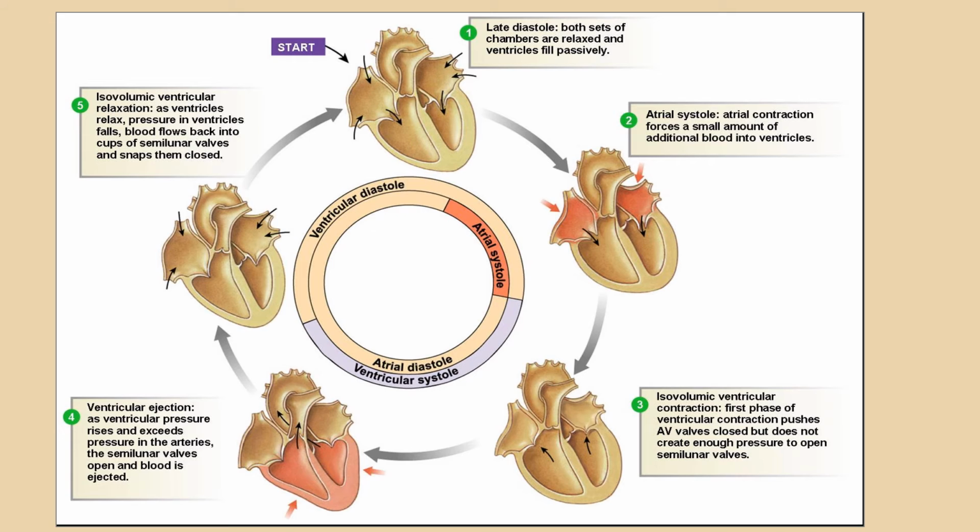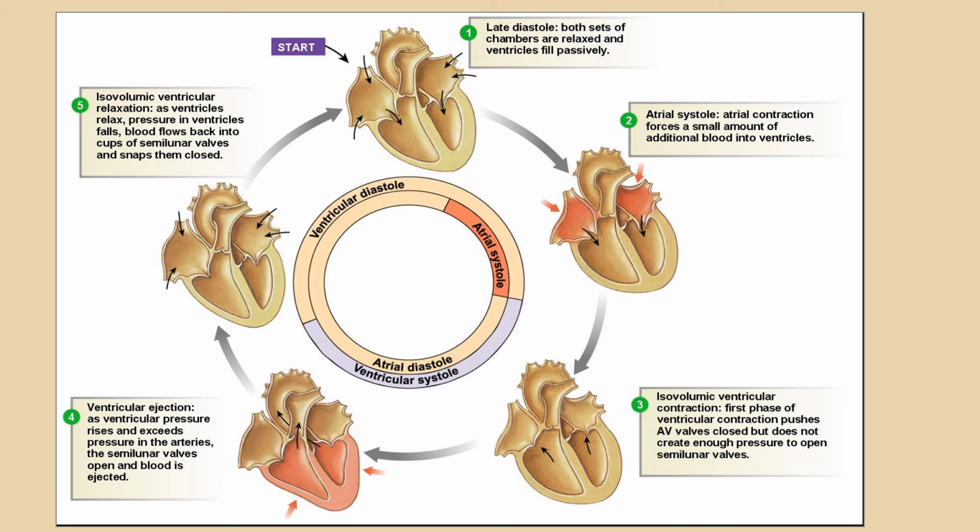All 4 chambers are relaxed, and the ventricles are filling passively. So in that diagram, number 1, the artist uses arrows to show the flow of blood in the heart. All 4 chambers are relaxed. We have blood entering both of the atria, the right atrium and the left atrium, and that blood is just passively dropping down into the ventricles. The AV valves are open and blood is filling the ventricles.